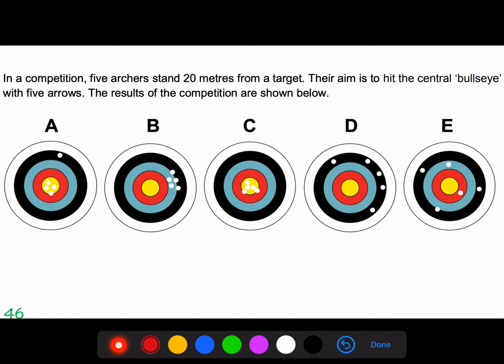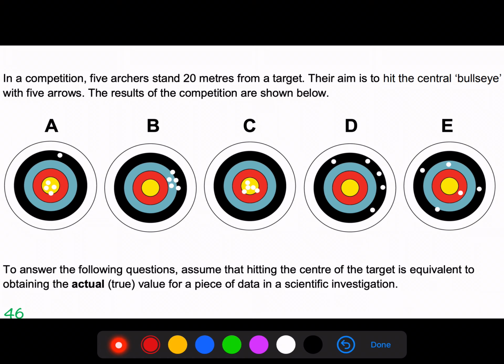Many of you have seen this analogy before, but I will show it to you again because it's really good and it hopefully will lodge these 3 terms and more in your mind before you start writing about your data. So here's a competition where 5 archers have stood 20 metres away from a target, and their aim is to hit the yellow, of course, the bullseye. In this investigation or analogy, you have to assume that hitting the yellow bullseye is the equivalent to obtaining the actual or true value for a piece of data in a scientific investigation.